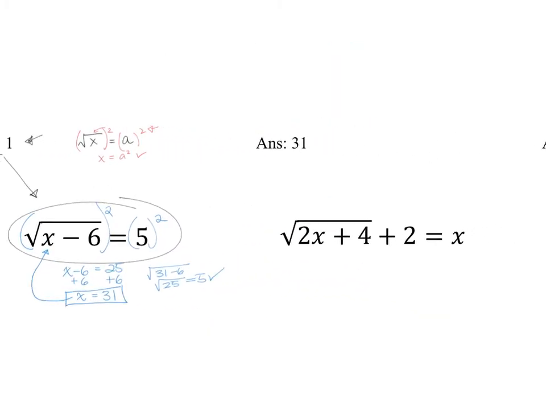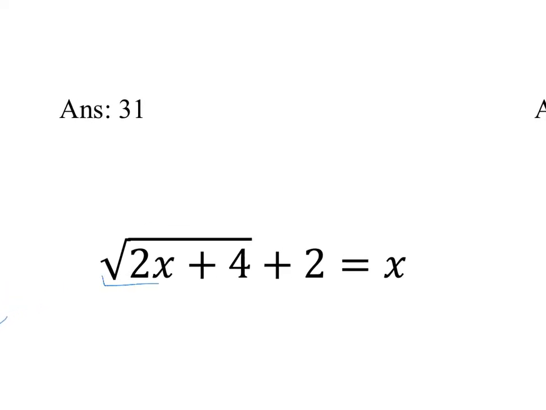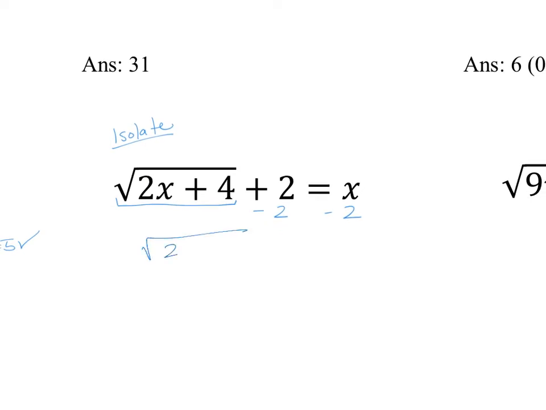All right, let's look at the next one. Now before you can square, because that's what we'll want to do to undo that radical, we need to move over anything else. So we need to still isolate, just like we isolated the absolute value and isolated the things that were squared. We want to isolate the radical. So this is going to be the square root of 2x plus 4 equals x minus 2.